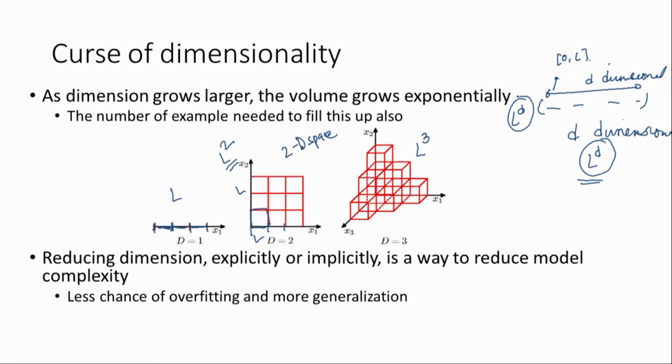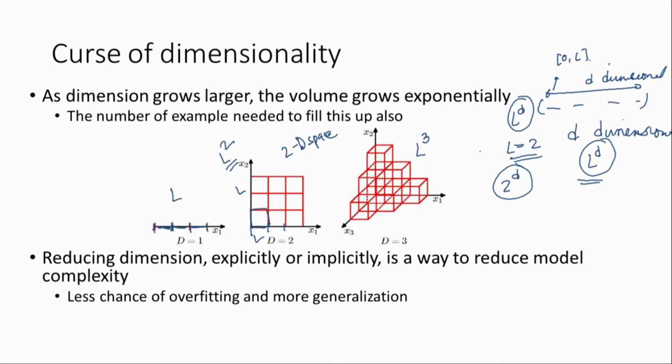In most typical cases, assume L equals 2, so the features are binary. The number of feature vectors is already 2 to the d. And in the d that we are talking about, let's say d equals 100k, this is 2 to the 100k. What this means is that a realistic data size will always be much less than this number.